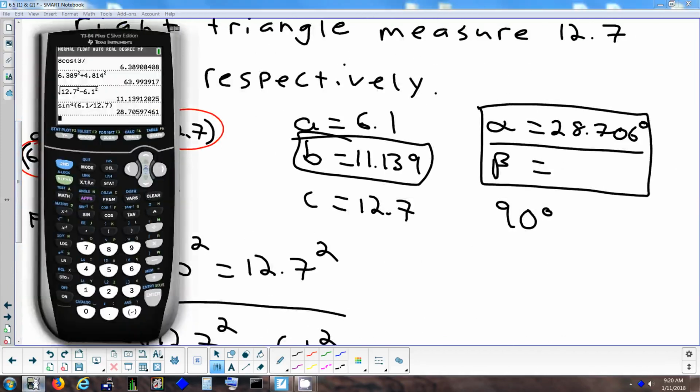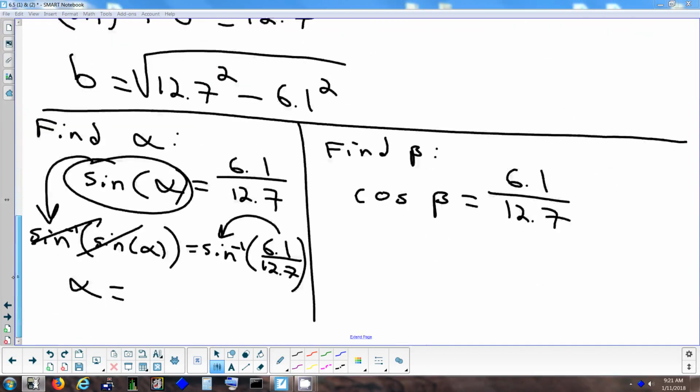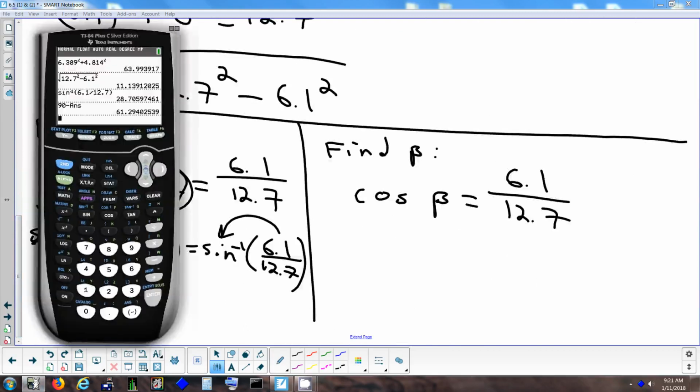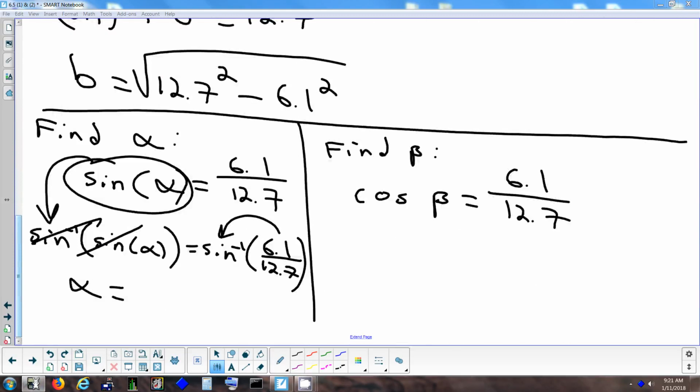Now, if I was running out of time and I had to get beta quickly, technically I could subtract it from 90, and it should come out to 61.294. But if I do it that way, what am I relying on? I'm assuming I got alpha correct. So let's find beta the way we have it set up. But we already know, and this is kind of helpful, it should come out to 61.294. Okay, so keep that number in mind. So let's solve for beta.